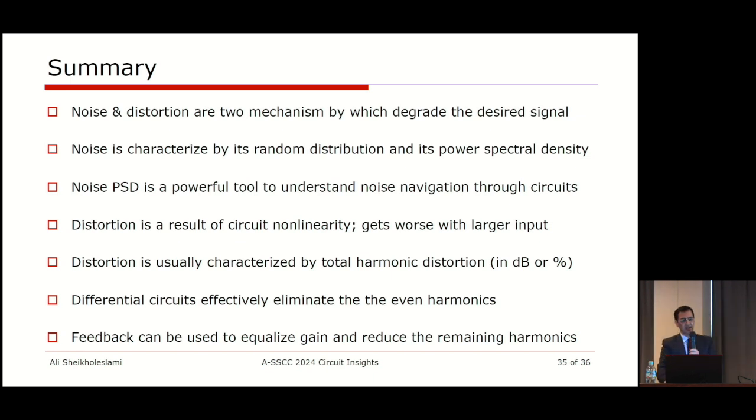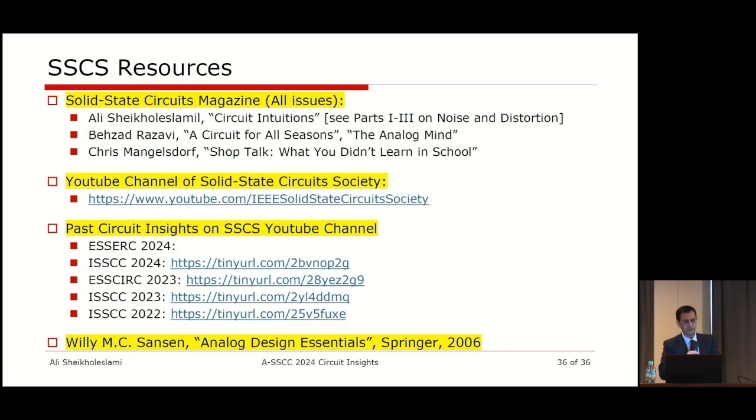We said that differential circuits effectively eliminate the even harmonics. That's great, but remember there are other nonlinear or non-ideal effects that we have to be careful about, but that goes to graduate school. And then finally, I said feedback can be used to equalize gain. We saw that the variation of gain as a function of amplitude goes much lower when you use feedback, and that helps reduce the remaining harmonics.